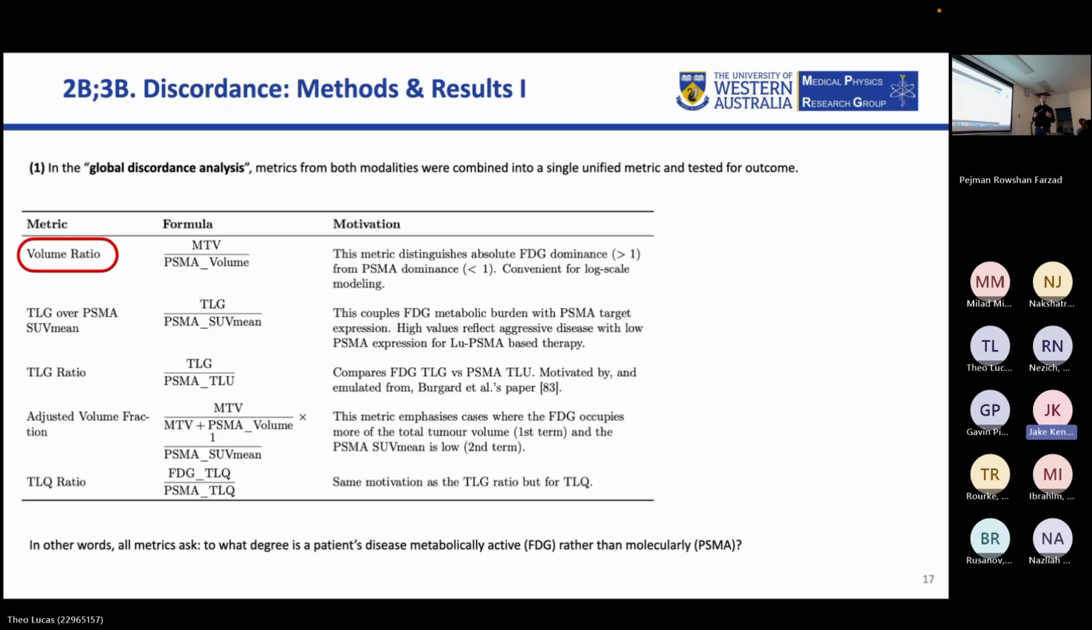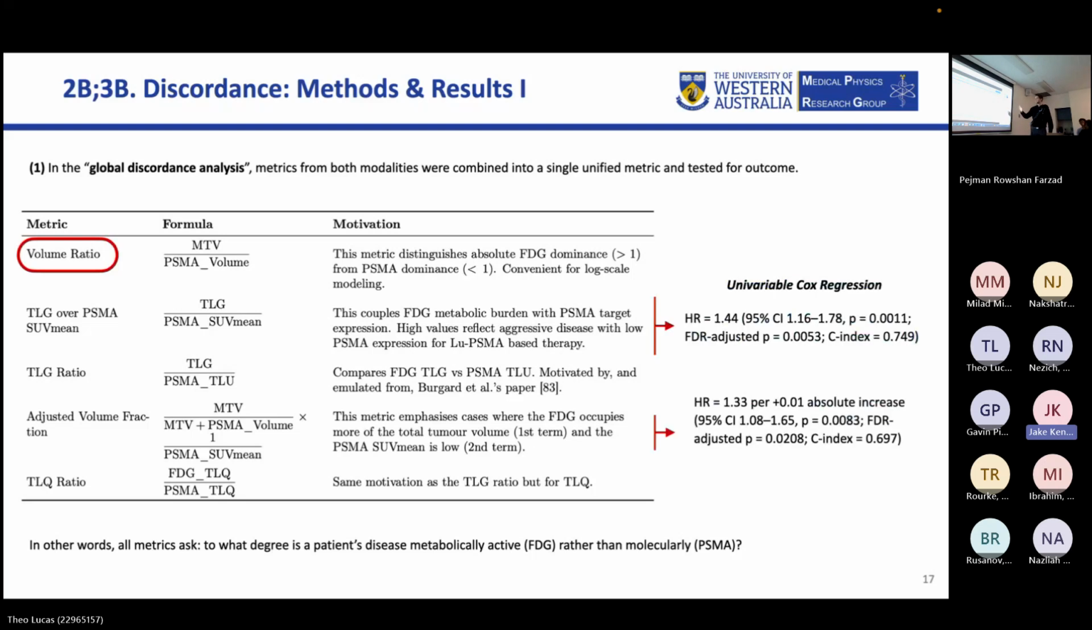Let's try to find a way to combine information from both scans. And under univariable Cox regression analysis, only 2 of these metrics were significantly associated with overall survival. For example, the TLG over PSMA SUVmean. So the TLG is the SUVmean times the metabolic tumor volume on the FDG scan.